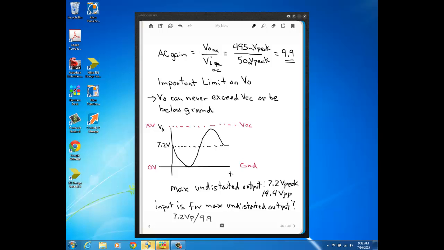9.9, and I'm going to approximate that as 10. So our answer in peak would just be 0.72 volts, and in peak to peak it would just be 1.44 volts peak to peak. So you should hopefully be comfortable with calculating either of these two: the maximum undistorted output or the corresponding input.